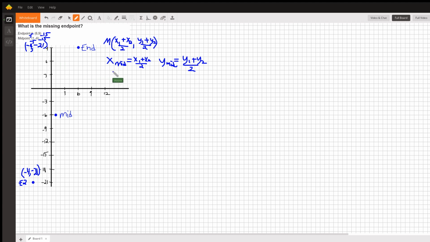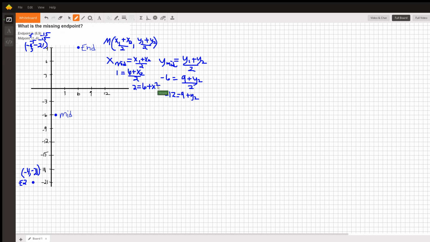So we know x of our midpoint, and we know x1, it's 6. x2 is what we're looking for. We know y of our midpoint, it is -6. We know y1 is 9, plus y2 is what we're looking for, divided by 2. So for both of these, you multiply both sides by 2. This one becomes -12. And then you solve.